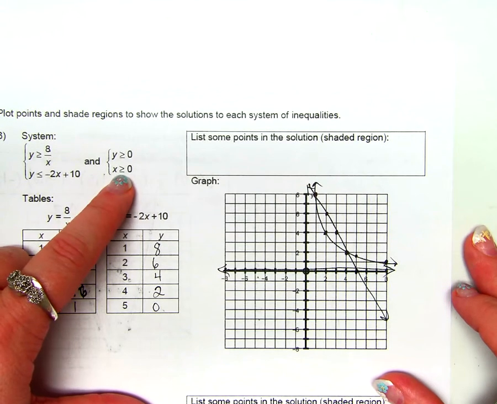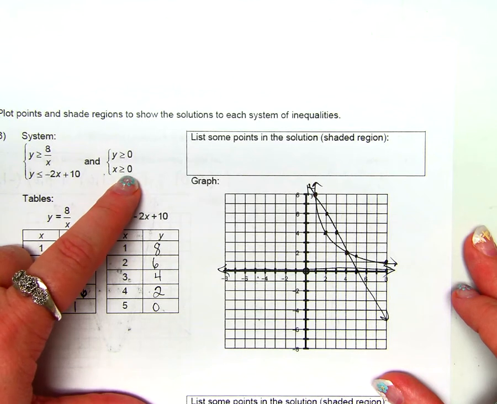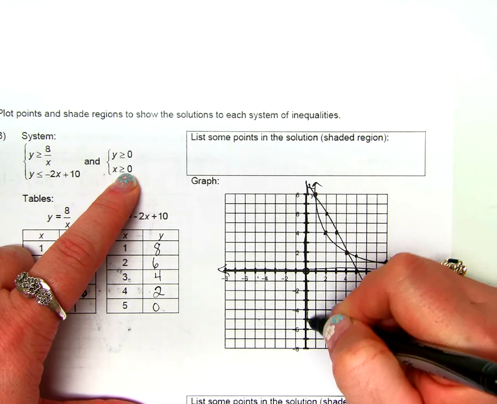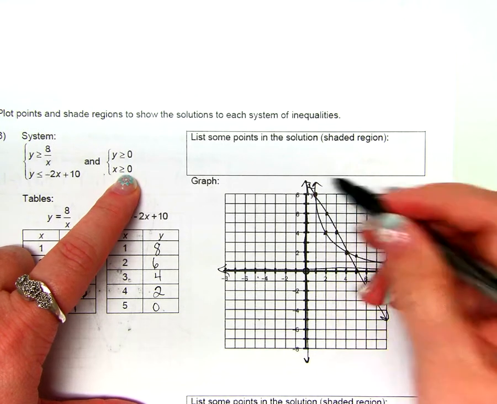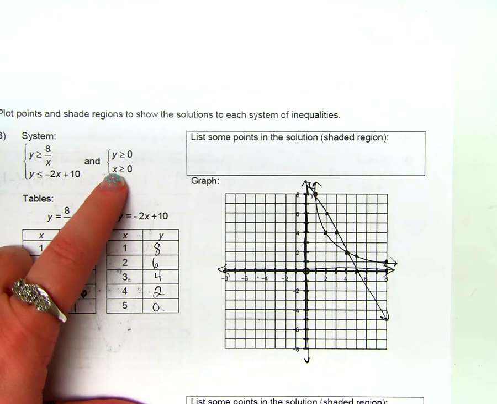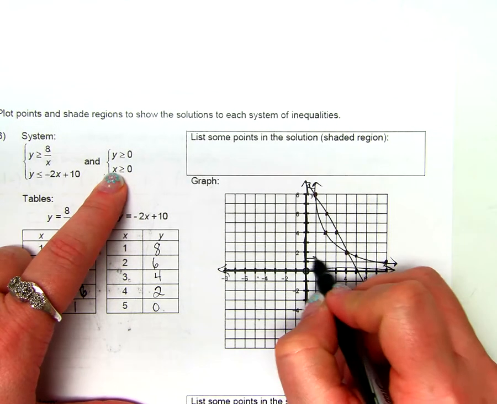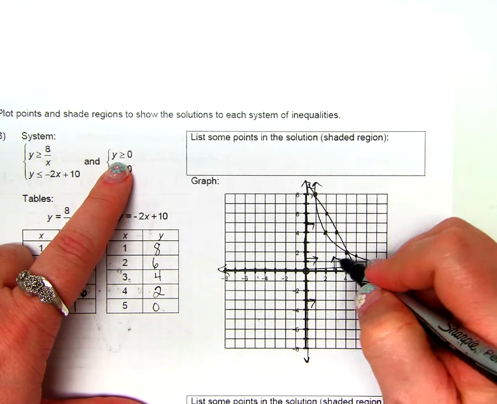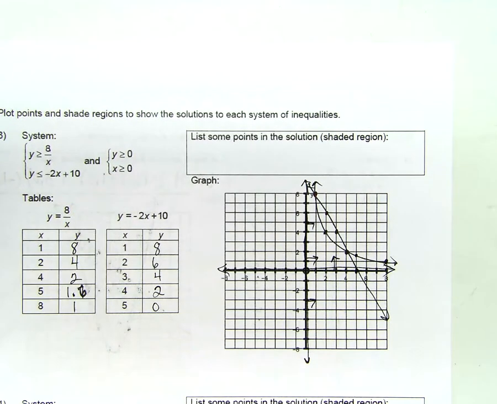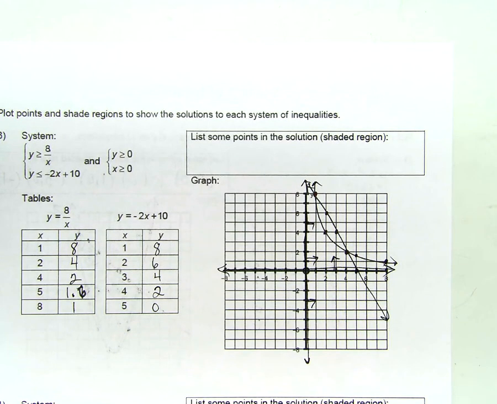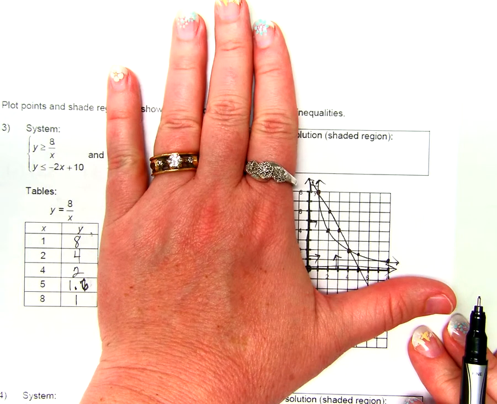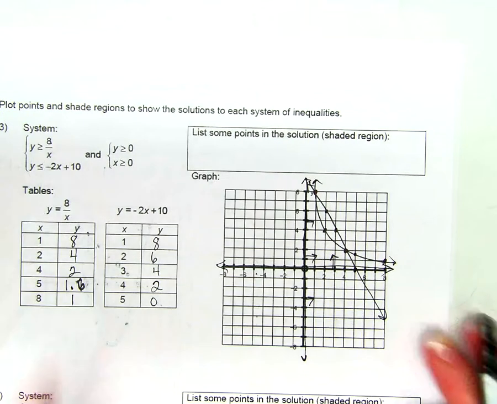And what about this one? What line crosses the x-axis at 0? The y-axis. So now both of these say greater than. So I know for this one I'm going to be shading to the right. And I know for this one I'm going to be shading above, right? So basically it has taken my answer and put it only in the first quadrant, hasn't it? Okay? So how do I decide between these two?